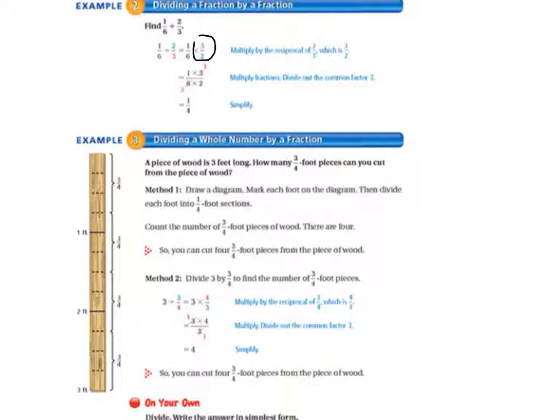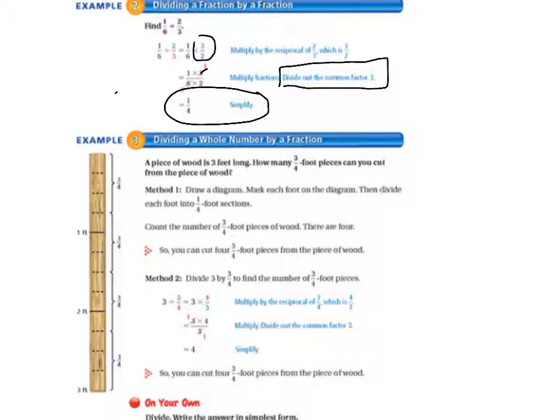1/6 times 3/2. And remember that we can divide out the common factor of 3, which makes simplifying easier in the end. So we cancel out and we take our 3 and we put a 1. So 3 goes into itself 1 time and 3 goes into 6 2 times. And when we multiply, we have 1 times 1 is 1 and 2 times 2 is 4, which makes our simplifying step so easy that we don't even have to do it.